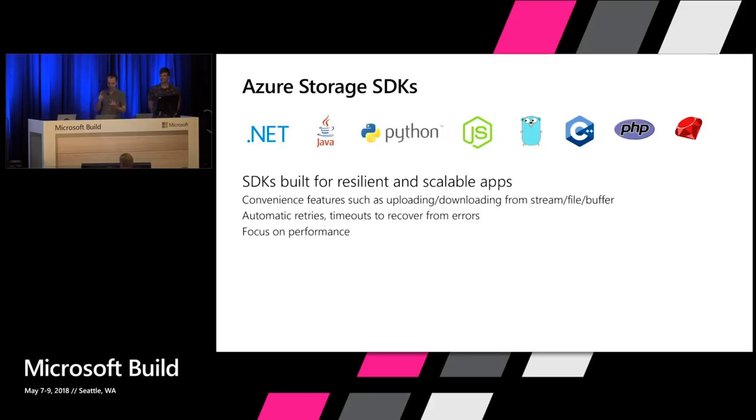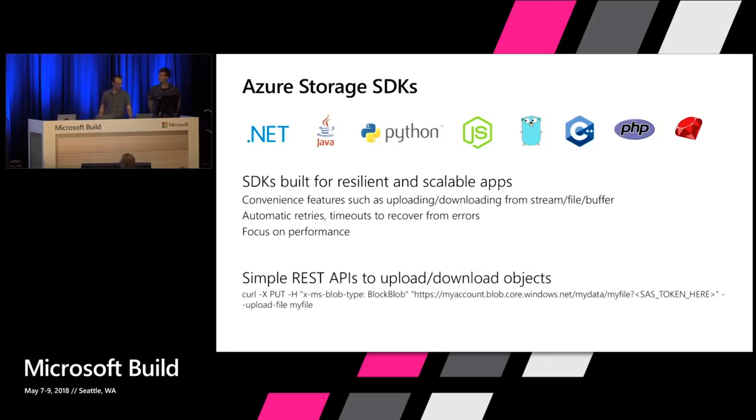And these SDKs really make it easy for you to run your applications on Blob Storage. It makes it easy to upload and download images and objects. It makes it easy for you to build efficient and scalable applications. If you do not want to take a dependency on one of our SDKs, you can simply use the REST APIs directly. Uploading an object is very simple, just a simple put operation on the Blob URI with SAS token. Downloading is also very simple, just a simple get.